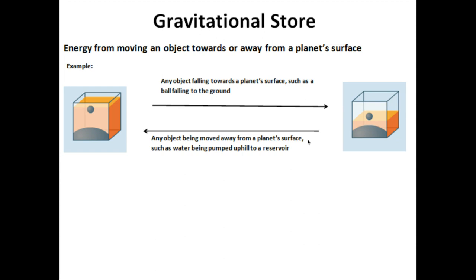And if you are moving it away from the planet's surface, you're taking it up, water being pumped uphill to a reservoir, or walking up a mountain or anything like that. You're moving away from the surface, the sea level, then you are going to have more gravitational potential energy, so you have made your store more full.